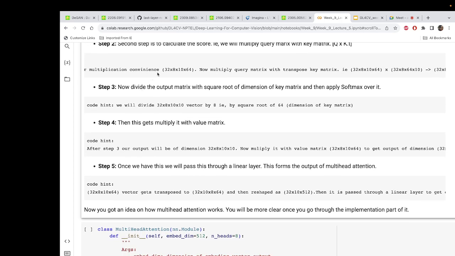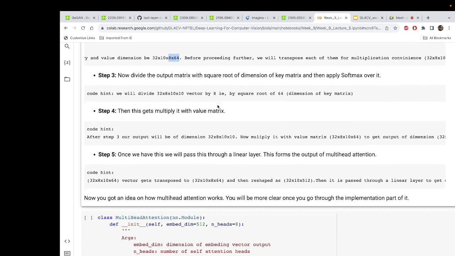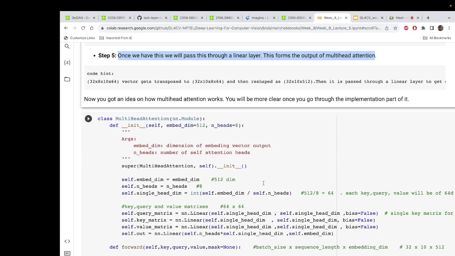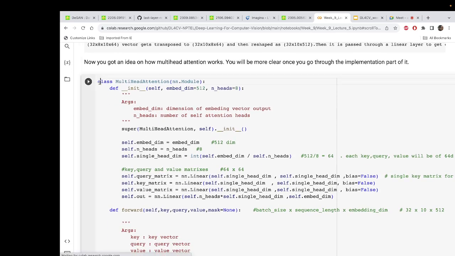So you can go through these details. Q into K transpose is what you need to perform here. Step 3 is to divide the output matrix by the square root of the dimension of the key matrix and then apply softmax over it. The fourth step is, once we get all of this, we multiply it with the value matrix. Finally we pass this through a linear layer, which is the output of the multi-head attention. This is the WO matrix that we saw.